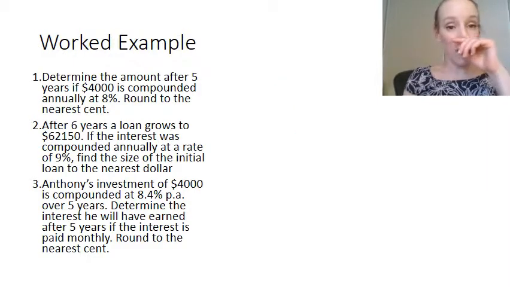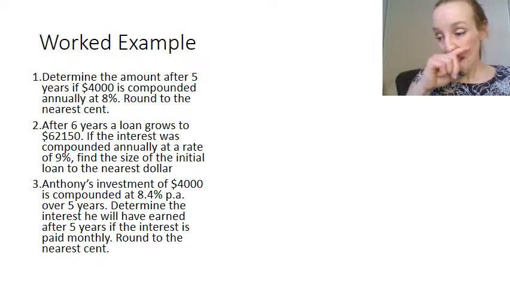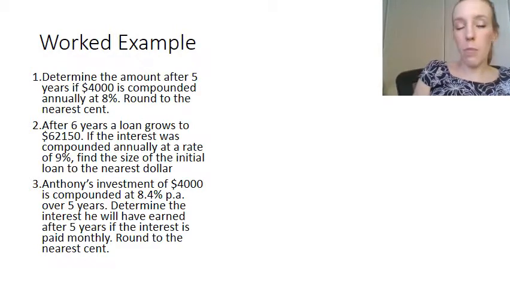So I've got some worked examples here. So the first one, determine the amount after 5 years if $4,000 is compounded annually at 8%, round to the nearest cent. Okay, so we're going to put out our variables. So the principal amount is $4,000.